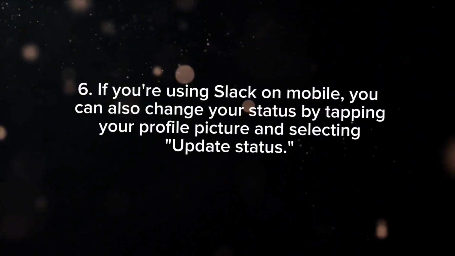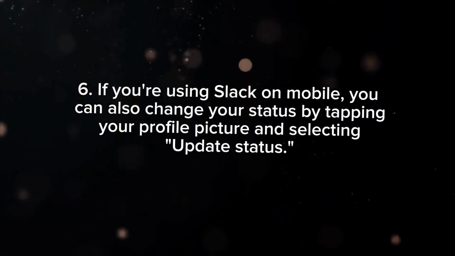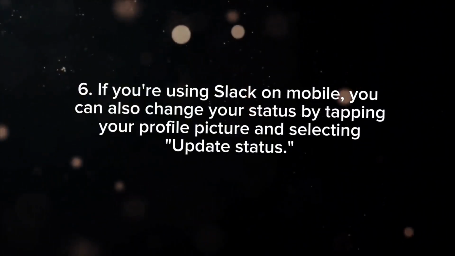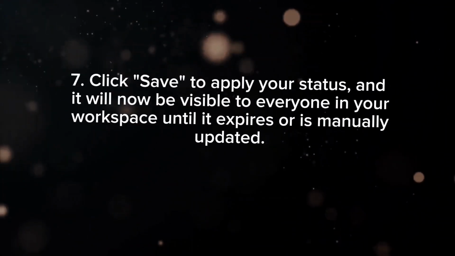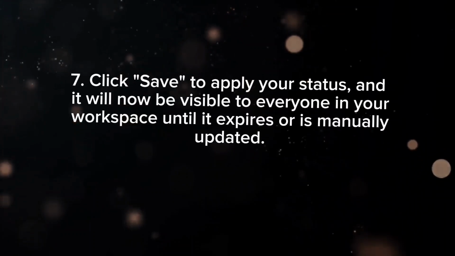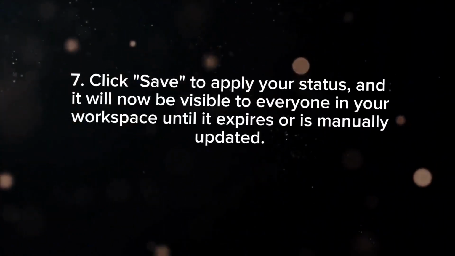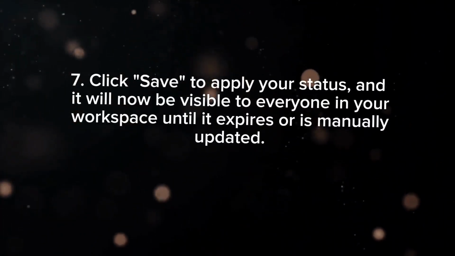6. If you're using Slack on mobile, you can also change your status by tapping your profile picture and selecting Update Status. 7. Click Save to apply your status, and it will now be visible to everyone in your workspace until it expires or is manually updated.